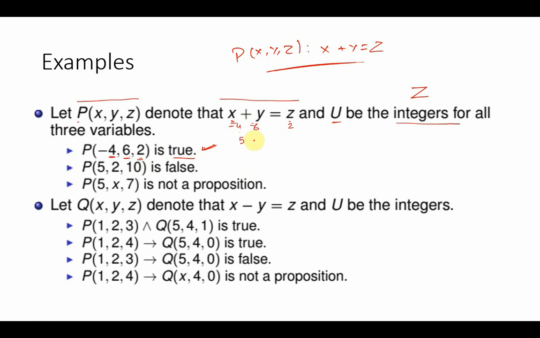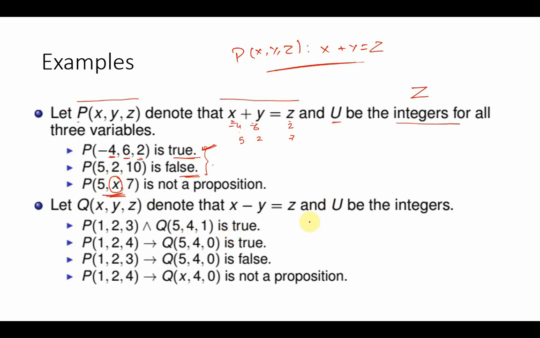If I say 5 and 2, 5 plus 2 is 7, so this proposition has a truth value of false. But even if it has a truth value of true or false, these are propositions. Whereas this 5 plus x equals 7 is not a proposition. Why? Because I'm still having a variable x over here. I have not specified the value of this variable.